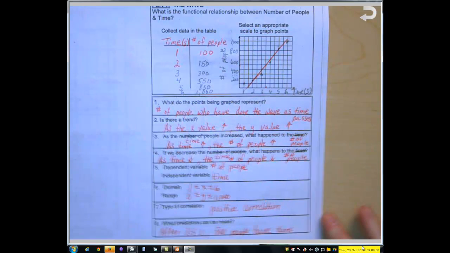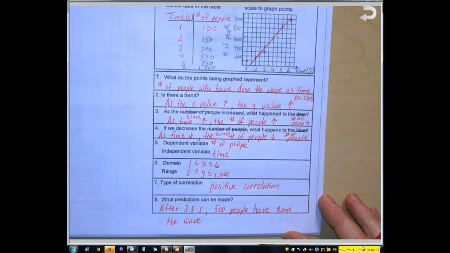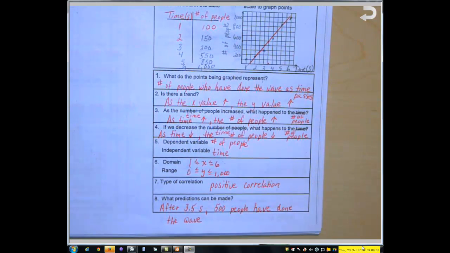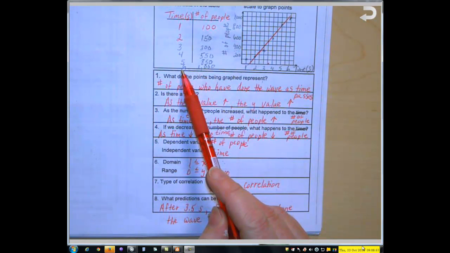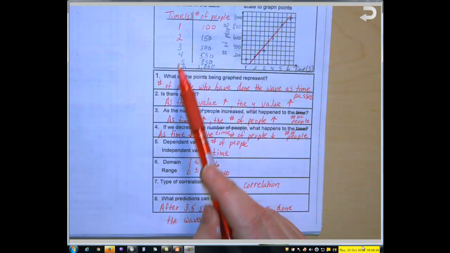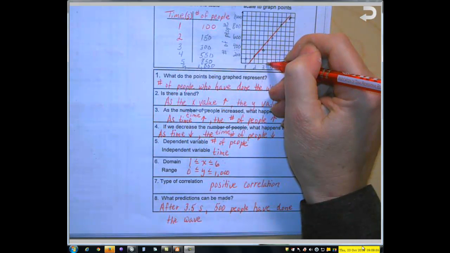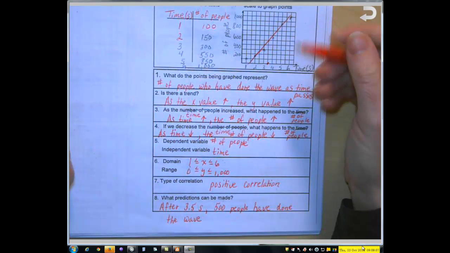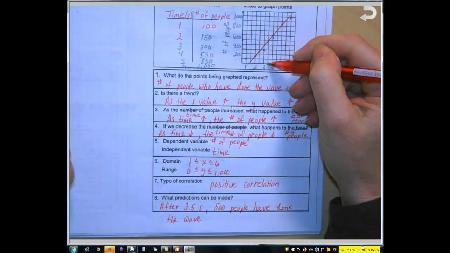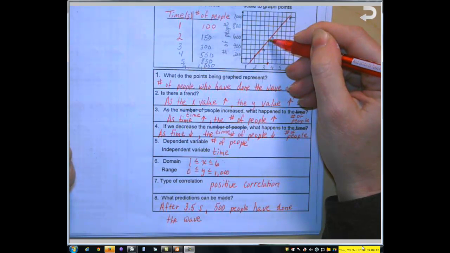Let's try to make a prediction from the graph. We don't have any data for how many people have done the wave after 3.5 seconds, so let's try to make a prediction. Here's 3.5 seconds on the x-axis. Let's try to figure out how many people have done the wave after 3.5 seconds. So here's our line of best fit.